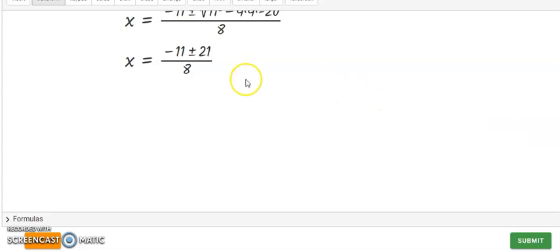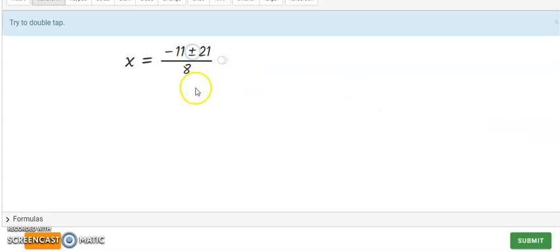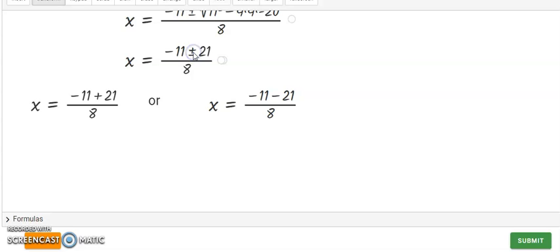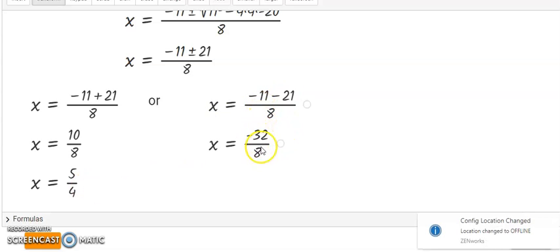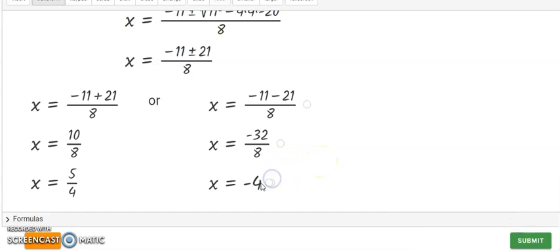Now the plus and minus indicates to us there are two answers. So if I split the problem into two problems, I'm going to be doing an addition problem as one solution and then the subtraction as the second solution. So addition gets done first, and then the final answer here is 5/4. So the parabola will intersect the x-axis at 5/4 comma 0, or 1.25 comma 0. And then the other solution is negative 4. So it's negative 4 comma 0.